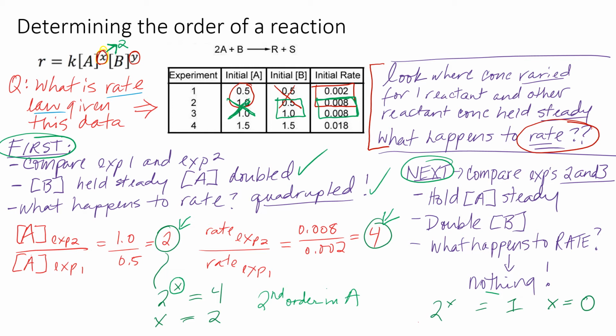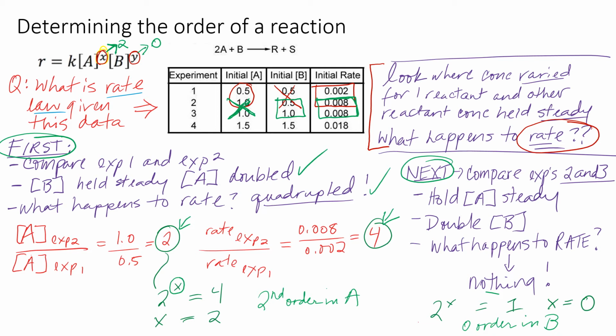What does that mean? Well, the math here is doubling B equals 1. If we look at that change in rate, it's just 1. So 2 raised to what power equals 1? X equals 0. It's a 0 order reaction, and we can say that this is 0 order in B. So now we know that our Y, going back up to the top here, is 0.